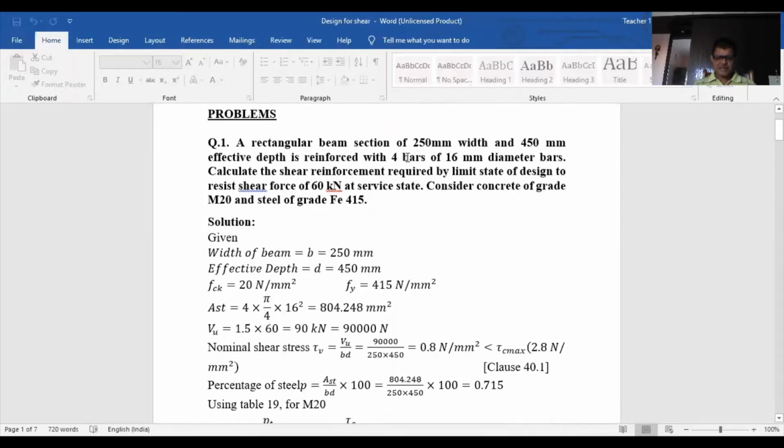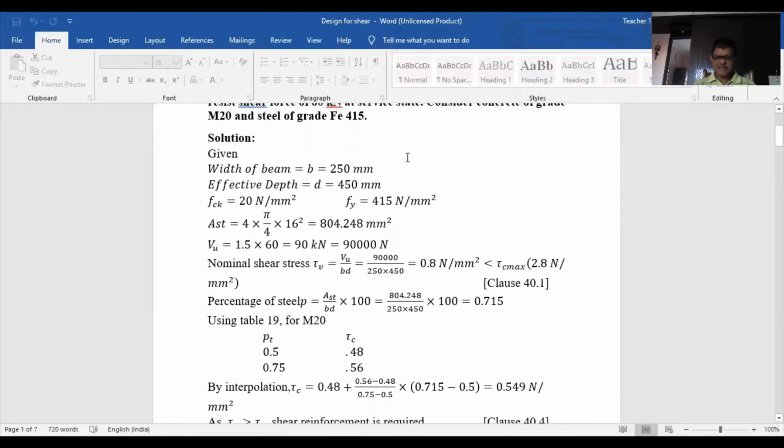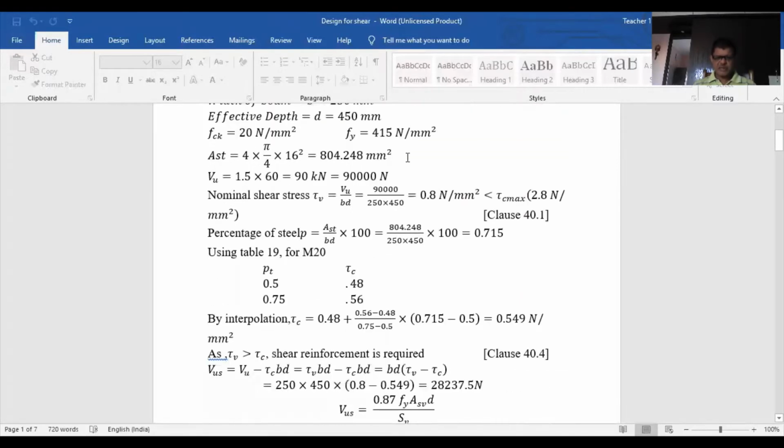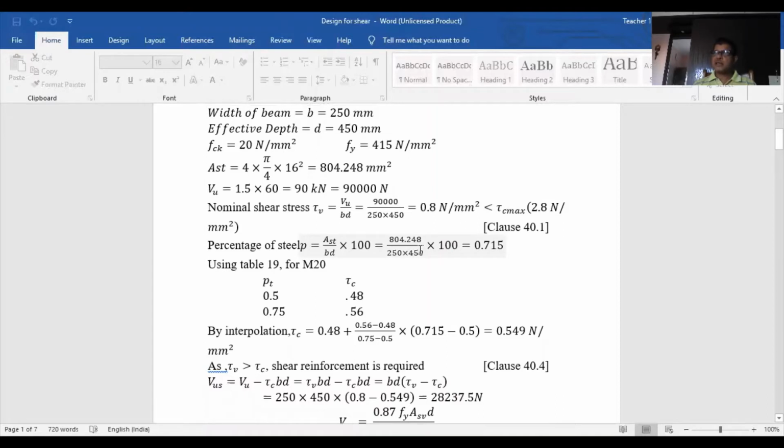As you have seen, the nominal shear stress is less than tau c. Nominal shear stress can also be greater than tau c, and there will be used only vertical stirrups, or sometimes we'll use vertical stirrups and bent-up bars. Also, we'll discuss the minimum shear reinforcement required in case of this shear design, and then finalize the spacing of these stirrups.